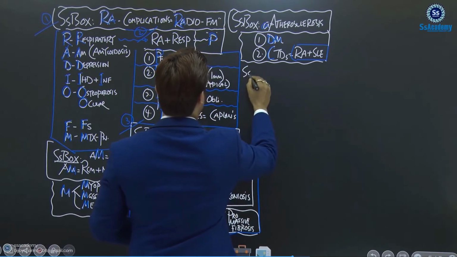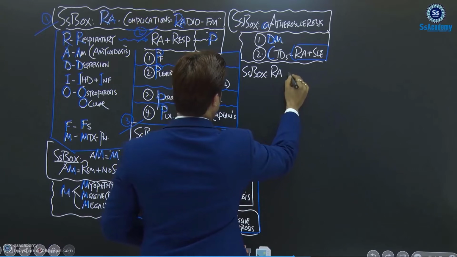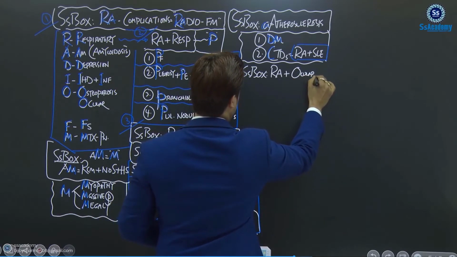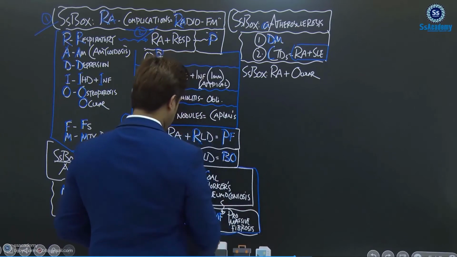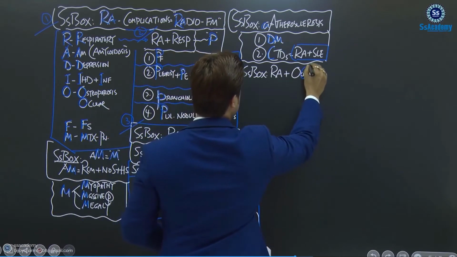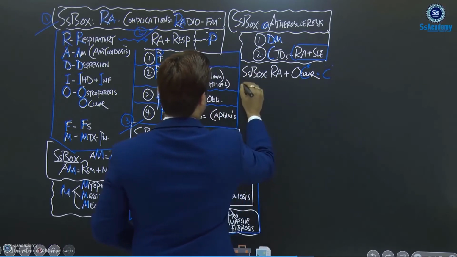So writing down this box: rheumatoid arthritis plus ocular complications. If I'm writing, the ocular complications are nothing but C, my dear. Ocular complication is nothing but the C. So yes.